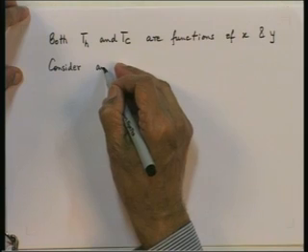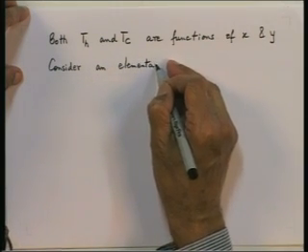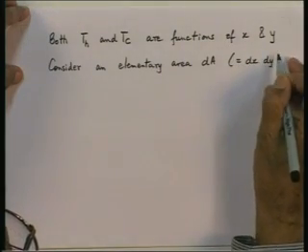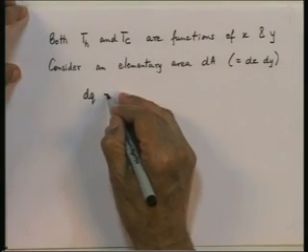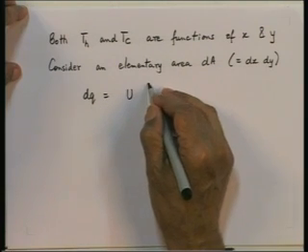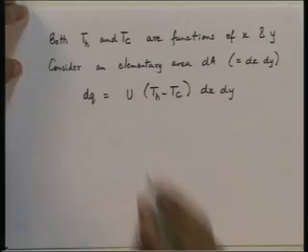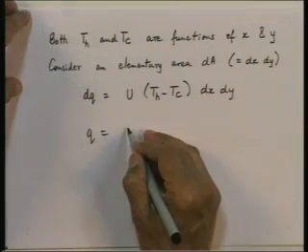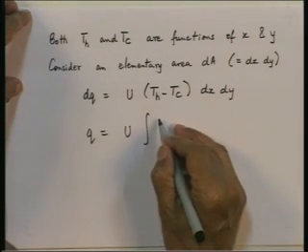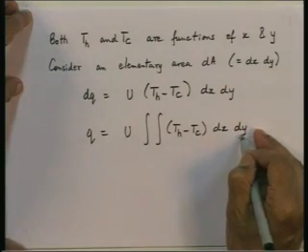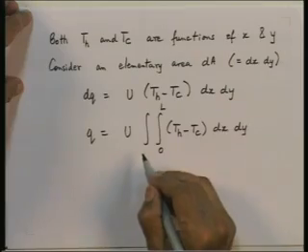Consider again an elementary area dA, which will be equal to dx dy. It is a two dimensional problem. So, we can say dq, the heat transfer rate across dA, is equal to U into T H minus T C into dx dy. If we assume U to be a constant and integrate over the whole area A of the heat exchanger, we will get q is equal to U integral, we will now have to do a double integral of T H minus T C dx dy, where the integration over x is from 0 to L and the integration over y is from 0 to b.